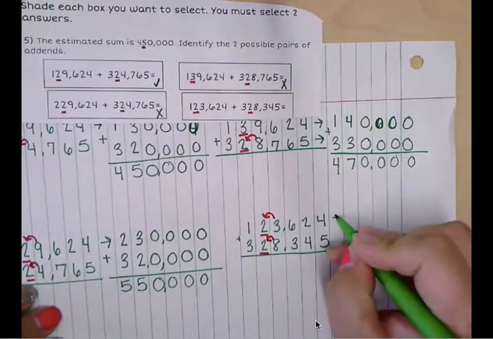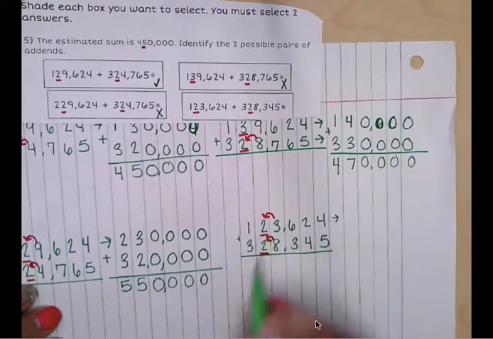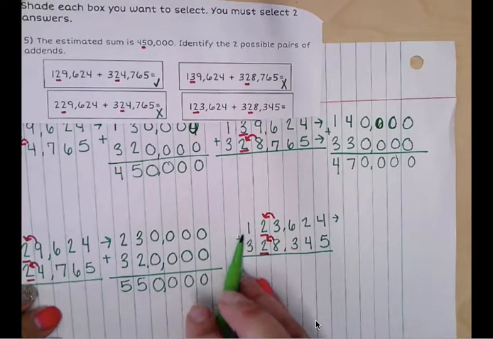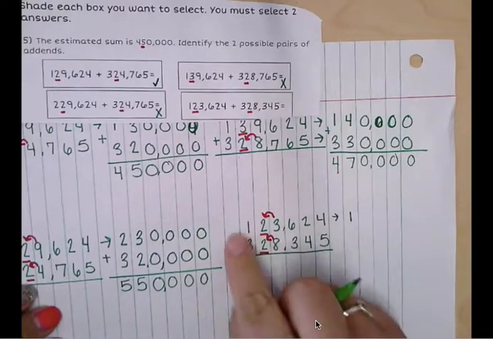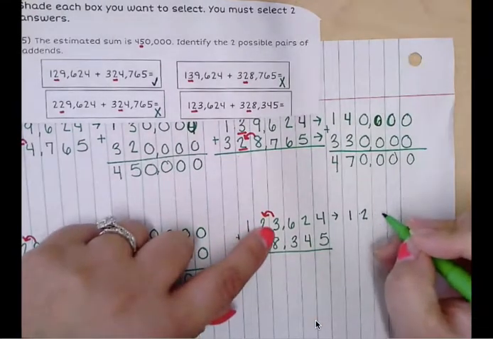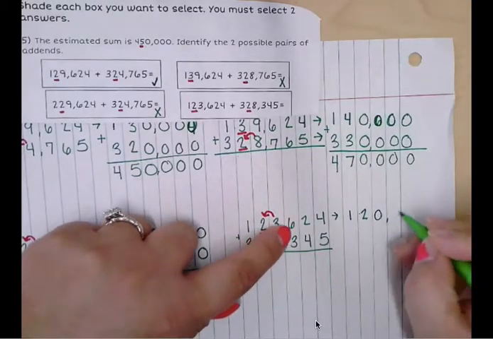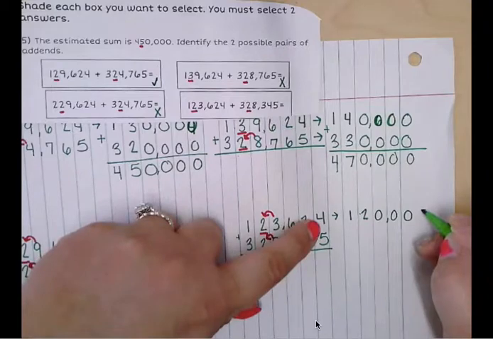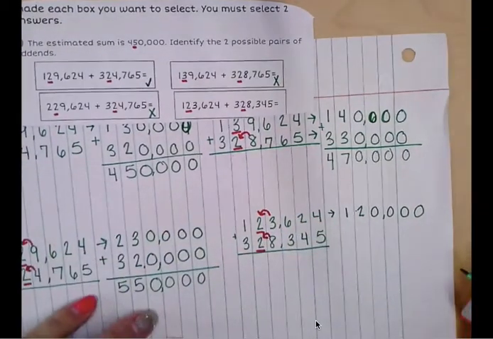Now let's convert our numbers. 3 is going to let that 2 remain the same. Remember, anything that comes in front of it stays the same as well. So 1, 2, my 3 gets replaced with a 0, 6 gets replaced with a 0, 2 gets replaced with a 0, 4 gets replaced with a 0.